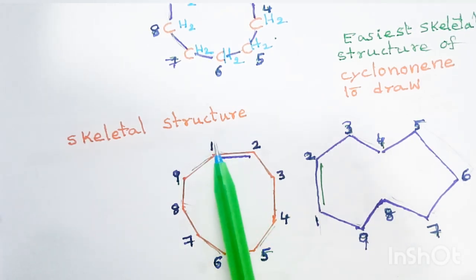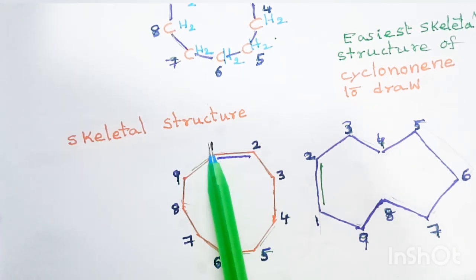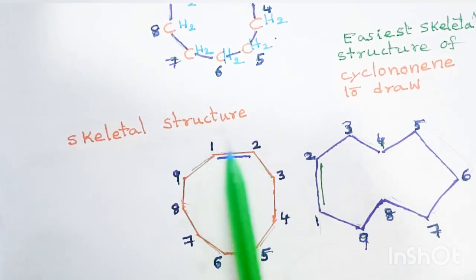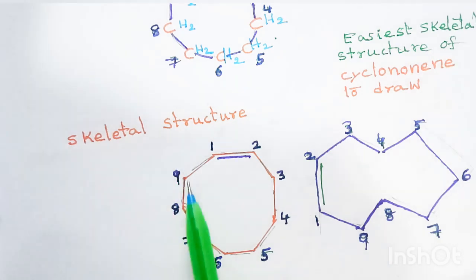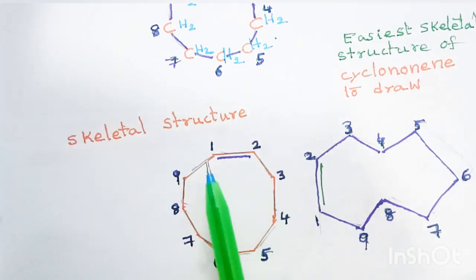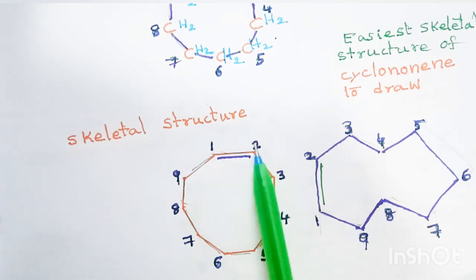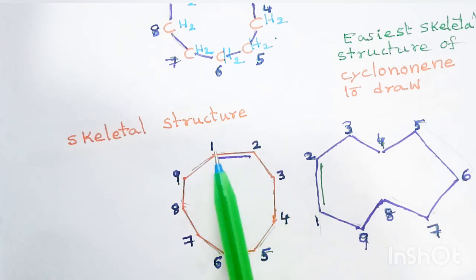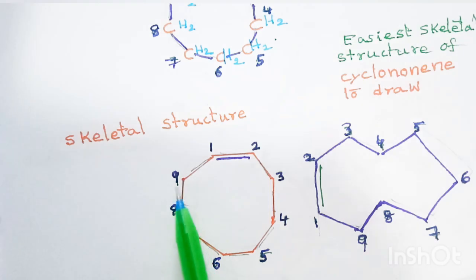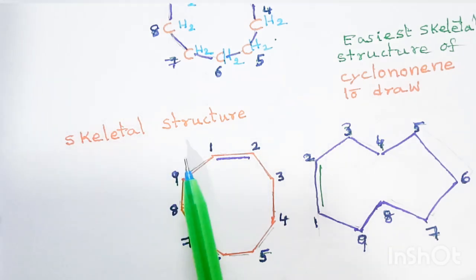So those containing the double bond corners will become 1 and 2. So we have 1, 2, 3, 4, 5, 6, 7, 8, 9, 9 corners. Now, except 1 and 2, each corner 3, 4, 5, 6, 7, 8, 9 represents CH2. 1 and 2 represent CH each. So this is the skeletal structure.